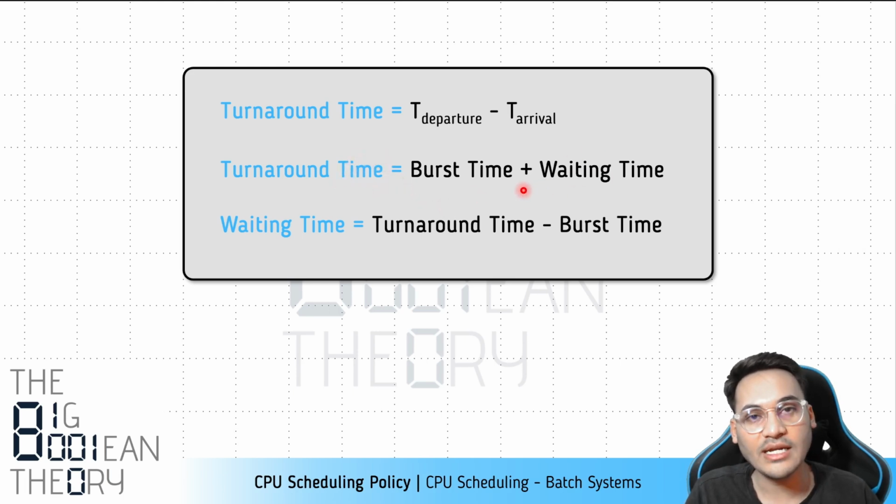Burst time is also a component of turnaround time, but what will finally determine the turnaround time is how much waiting time there is. So the higher the waiting time, the higher the turnaround time, and similarly, the lower the waiting time, the lower the turnaround time. So waiting time is also important. We can calculate the waiting time using this formula, that is turnaround time minus burst time. This is something we are also interested in apart from turnaround time.